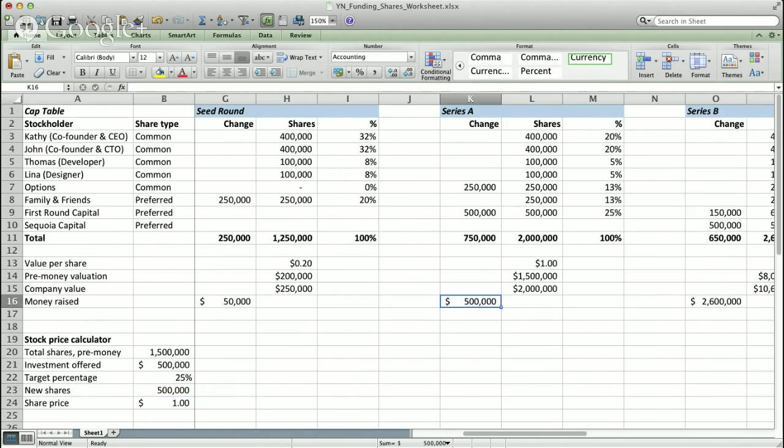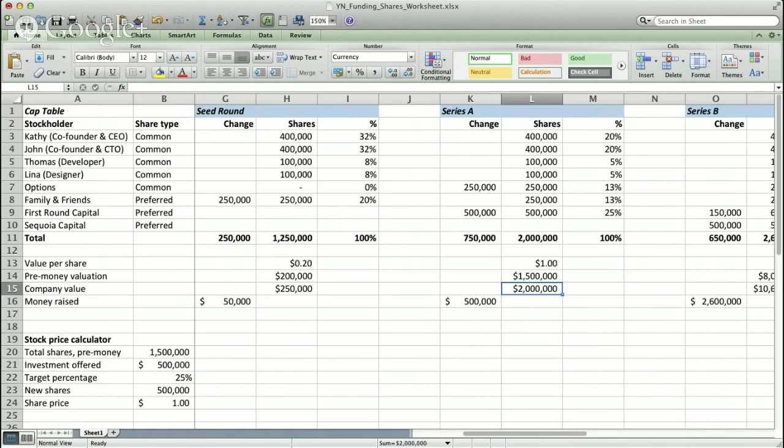So that's what you'll see I put in over here in the Series A section. I put in the 250,000 options, the 500,000 shares, and I now am up to 2 million shares. The company has a pre-money valuation of 1.5 million. Then First Round puts in their additional 500,000, and it is now at a post-money value of $2 million.